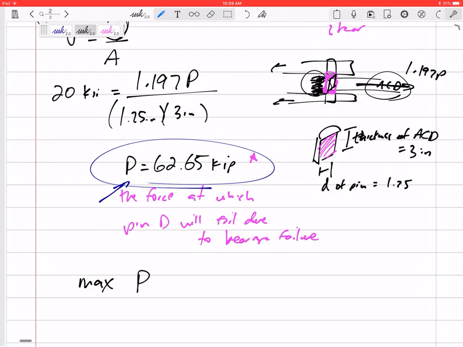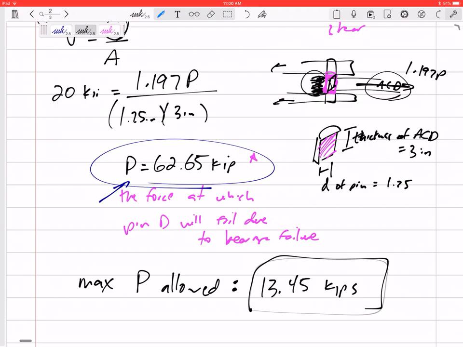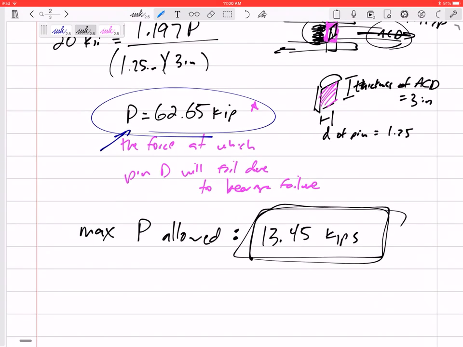So the maximum P that we're going to allow is 13.45 kips. And I'm going to box that in. And maybe I'll make a note. Link BC is the limiting factor.